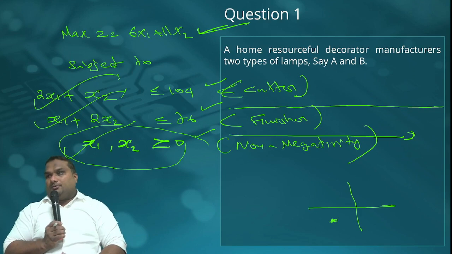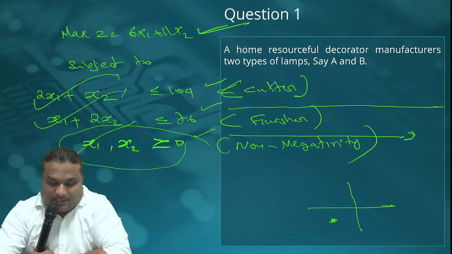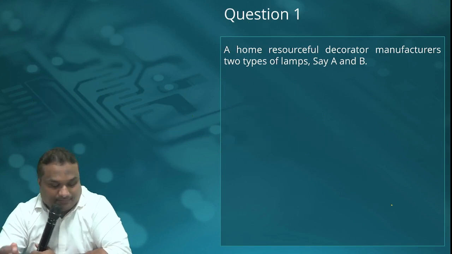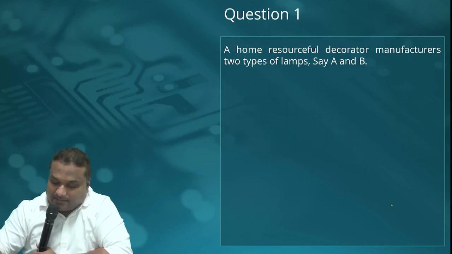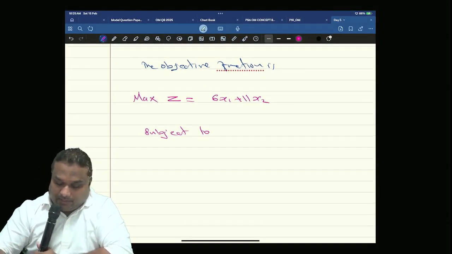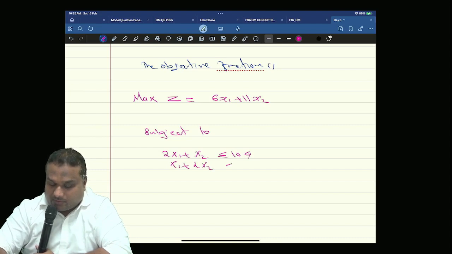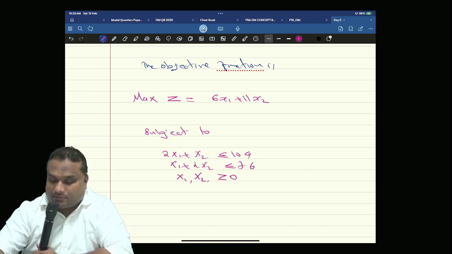Now, I am going to teach you a shortcut on how to crack these questions. Shall I, my dear friends? Now, look at the board. Tell me how we have done. 2x1 plus x2 less than or equal to 104. Next is x1 plus 2x2 less than or equal to 76. Lastly, x1, x2 greater than or equal to 0.